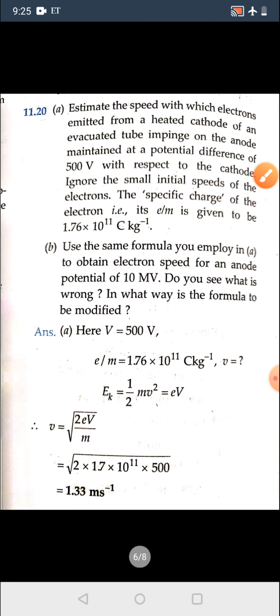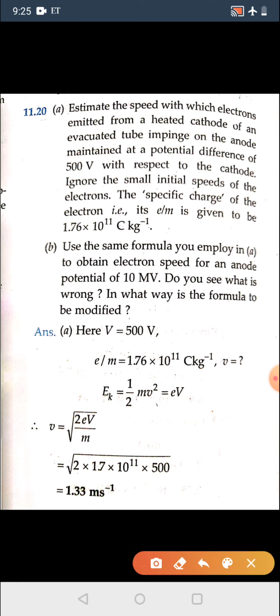Then in question number 20, estimate the speed of the electron, which is emitted from a heated cathode in an evacuated tube and impinges on the anode. Here the voltage is given as 500 volts, and we are asked to find the speed, where the specific charge, that is e by m, is given as 1.76 into 10 raised to 11 coulomb per kg.